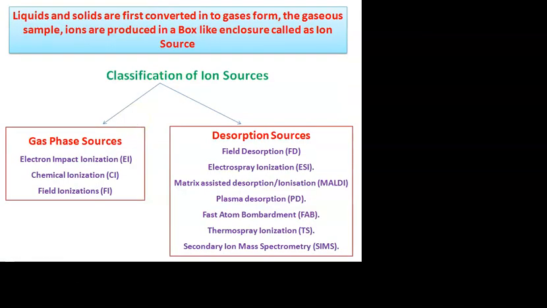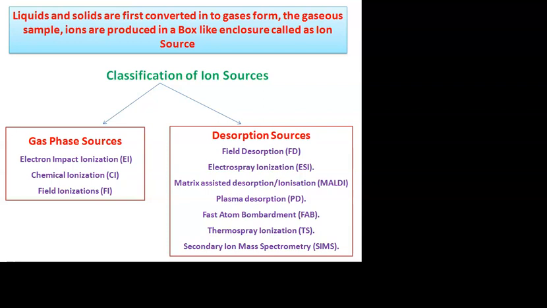The liquids or solids are first converted into gaseous form, as we have discussed. The gaseous samples or ions are produced in a box-like enclosure called the ion source. The ion sources are classified into gas phase sources and desorption sources. In gas phase sources, three techniques are used. The first one is electron impact ionization, also called EI. The second one is chemical ionization, also called CI.